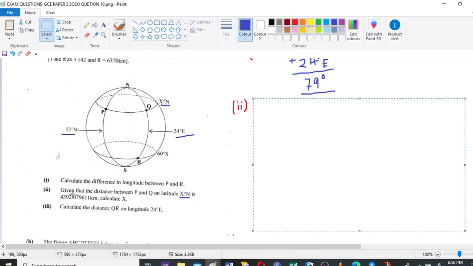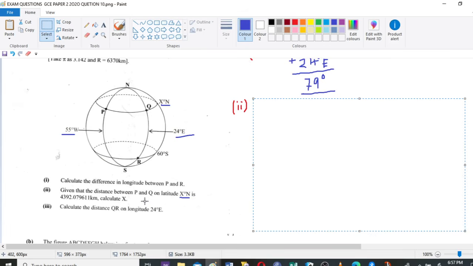So the second question is, given that the distance between P and Q on latitude x degrees north, this is the latitude at which P and Q are lying, is 4,392.079611 kilometers. So this is the distance that we have been given. Now we need to calculate the value of x from that.